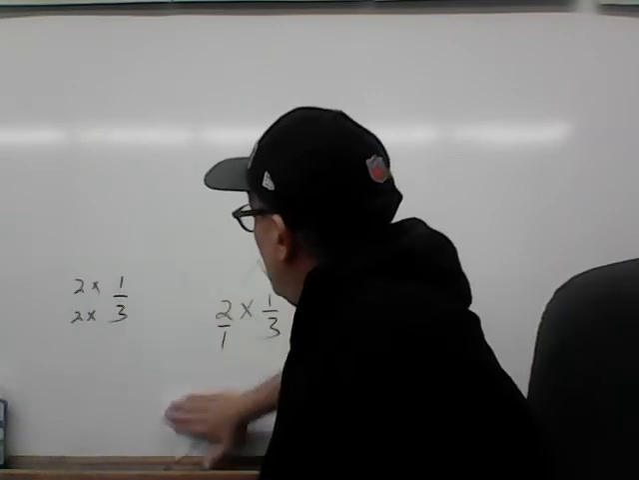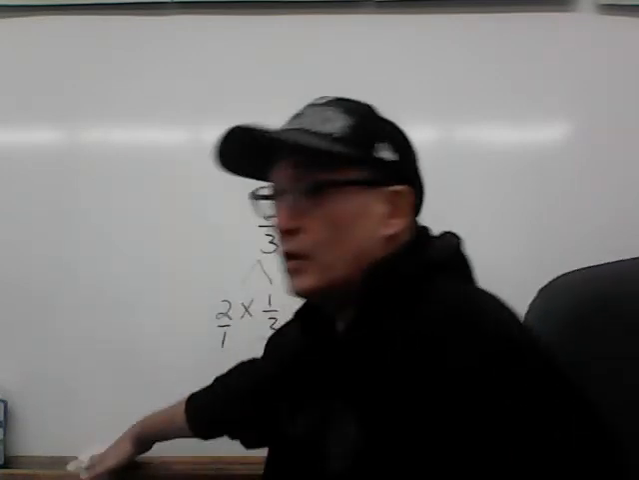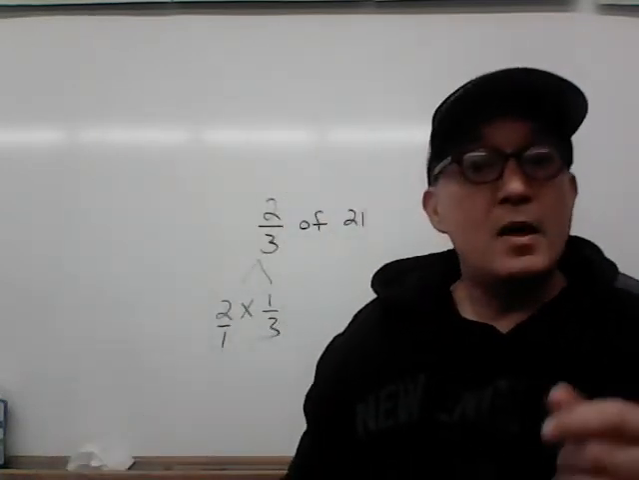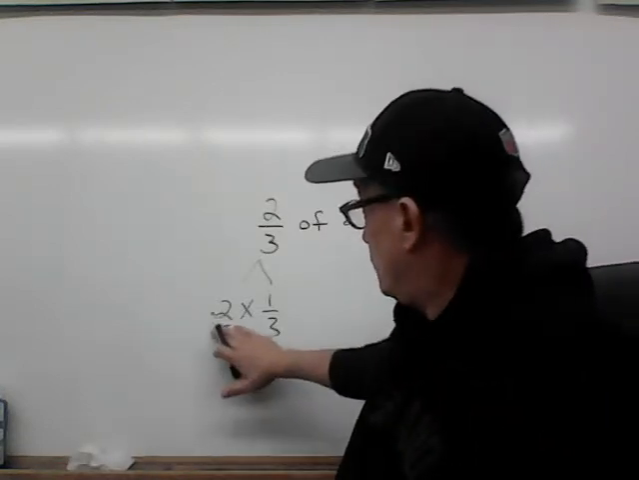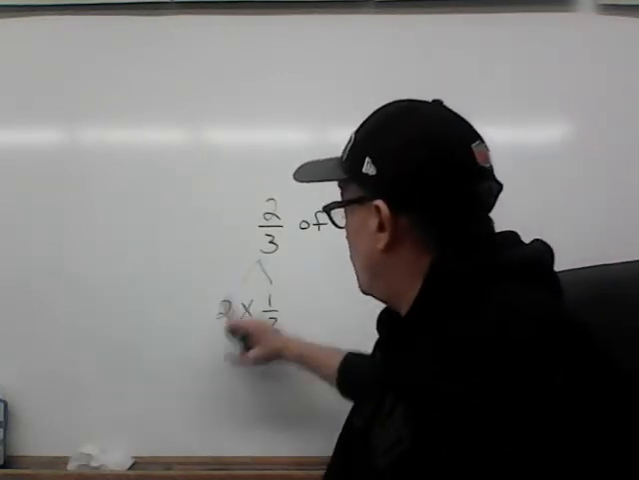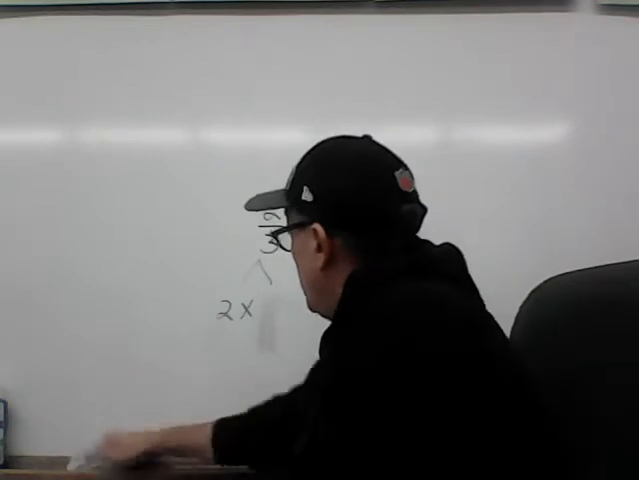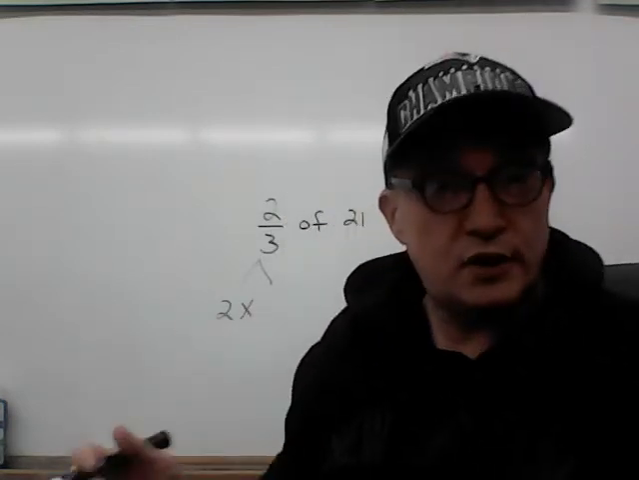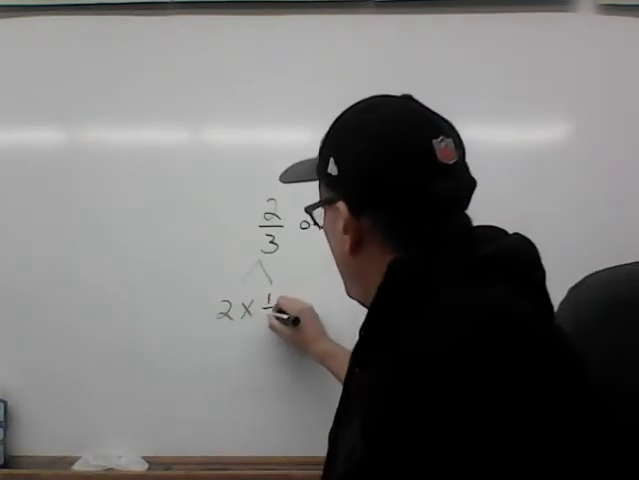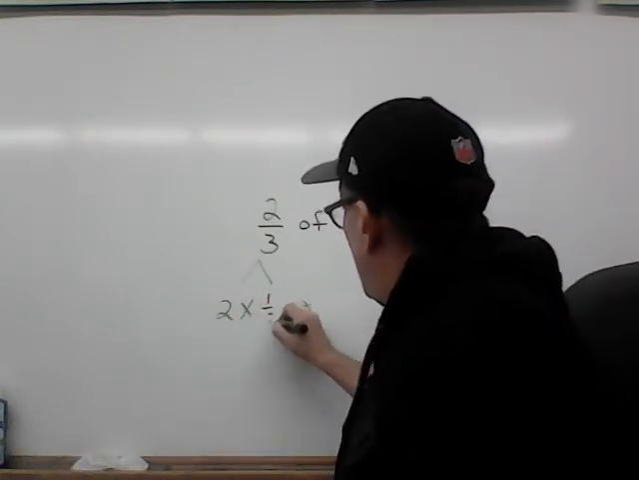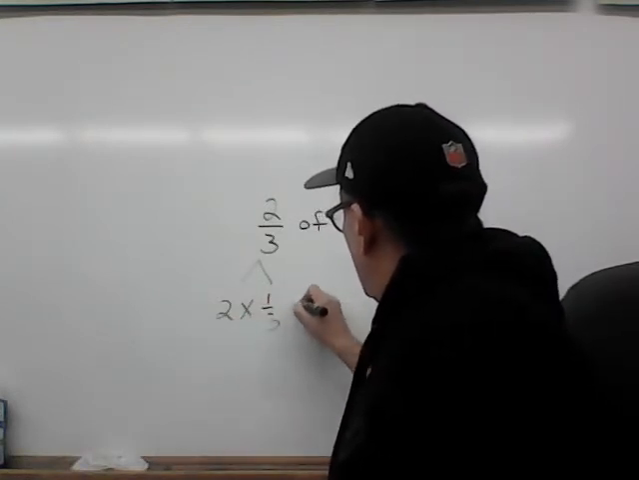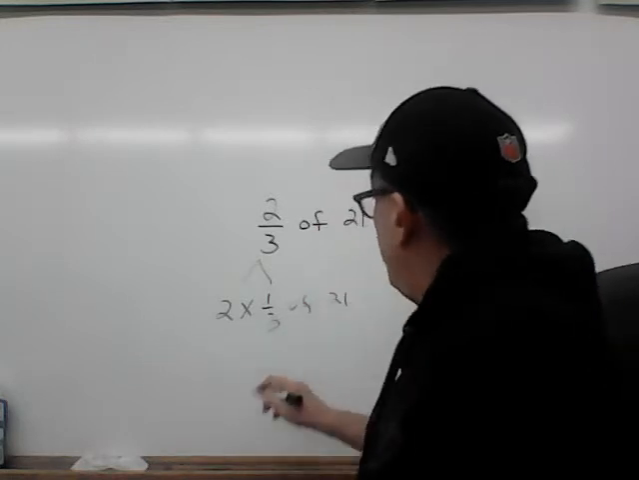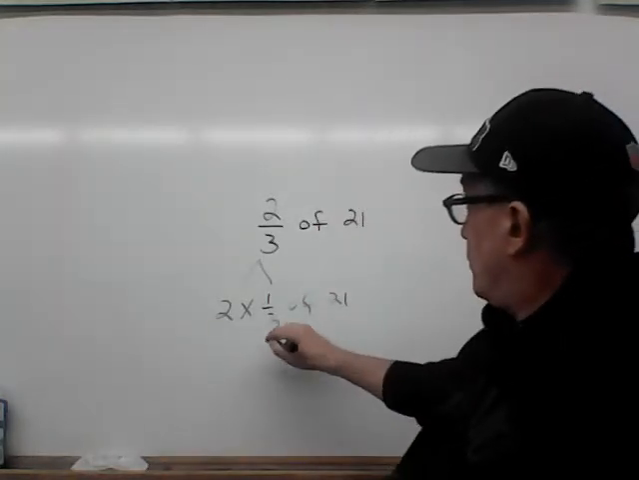So back to the question of what is 2/3 of 21. First, break the 2/3 down into 2 times 1/3. I think you're probably comfortable with that, the fact that 2/3 is 2 times 1/3. And then come over here and say 2 times 1/3 of 21.